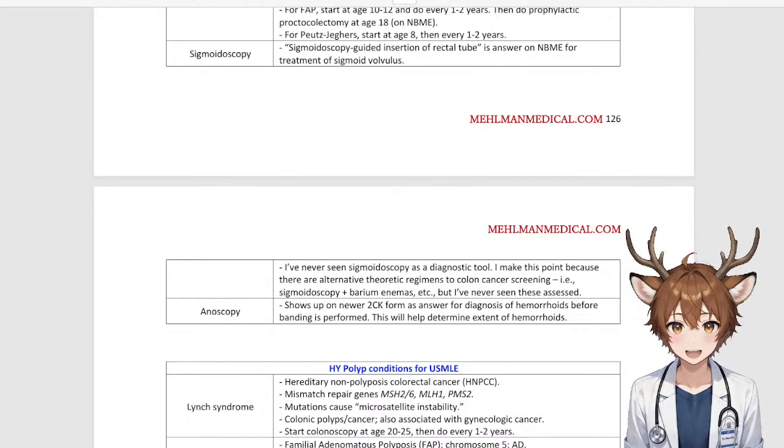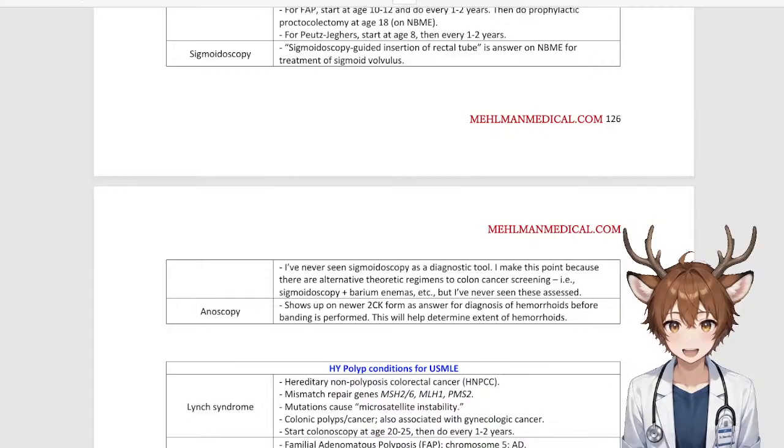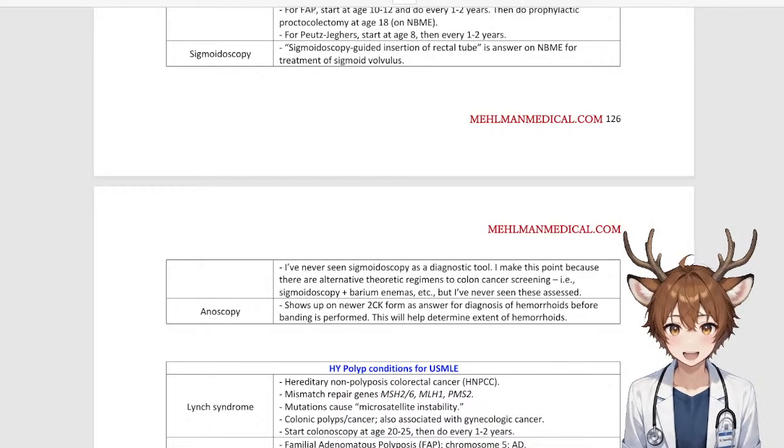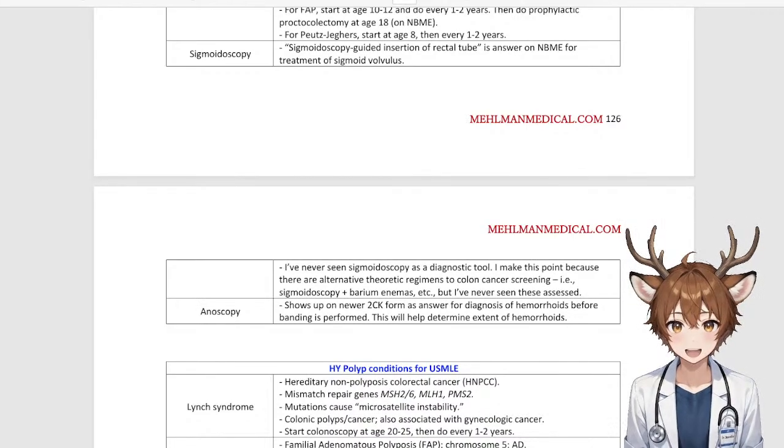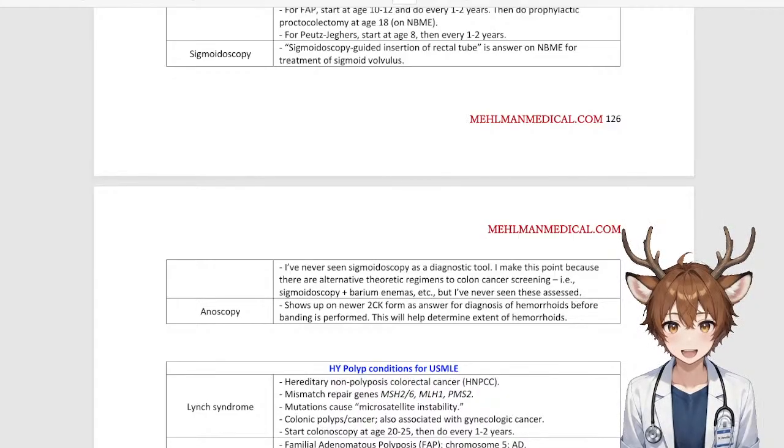Anoscopy. Shows up on a newer 2CK form as an answer for diagnosis of hemorrhoids before banding is performed. This will help determine the extent of the hemorrhoids, is an anoscopy.